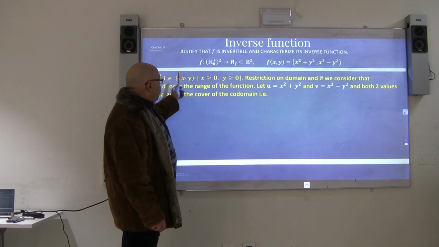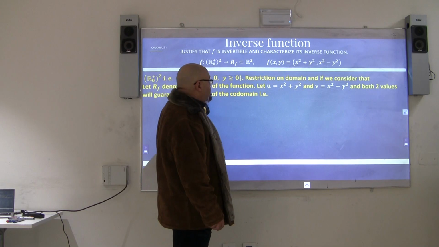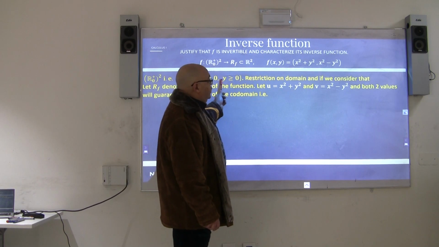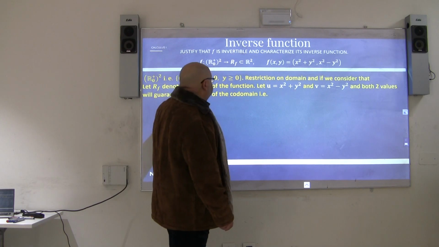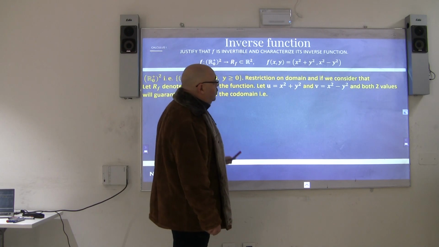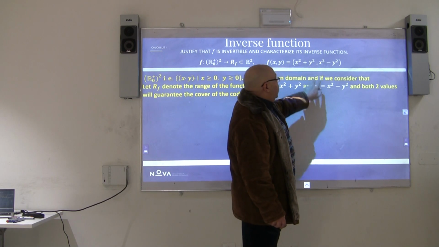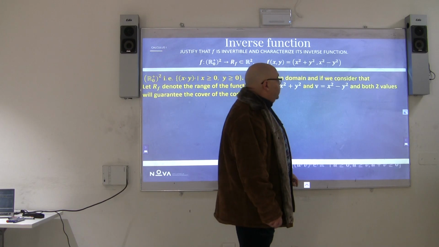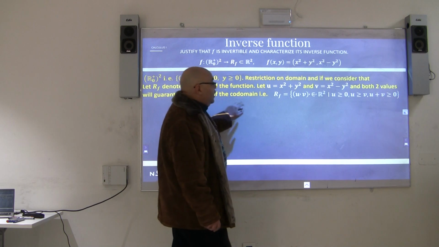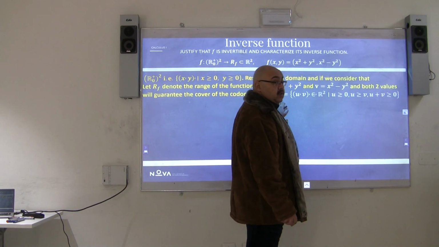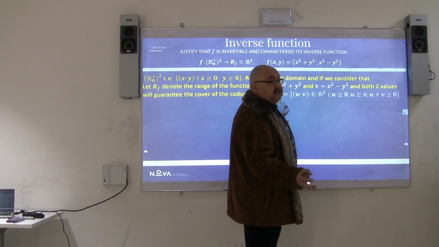This is written here, xy, where x is greater than 0 and y is greater than 0. So the domain is restricted. If we consider Rf to denote the range of the function, if we let u equal to x squared plus y squared, and v equal to x squared minus y squared, those two values are guaranteed to cover the codomain. That's the range of f, from which we can know if the codomain is covered or not.